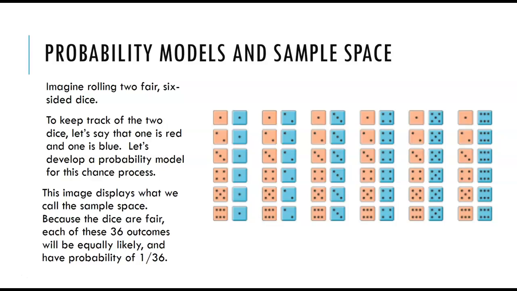Let's look at what happens if we roll two fair six-sided dice. We're going to keep track of those dice by just saying that one is red and one is blue. And we're going to develop a probability model for that process. So if you look to the right-hand side there, we've got all the possible outcomes that can happen if you roll both a red and a blue die at the same time. Because the dice are fair, each of these 36 outcomes will be equally likely, and each will have a probability of 1 out of 36. So instead of rolling two dice thousands and thousands of times and keeping track of all of those results, if we spend some time just putting together a model, that will help us calculate these theoretical probabilities.